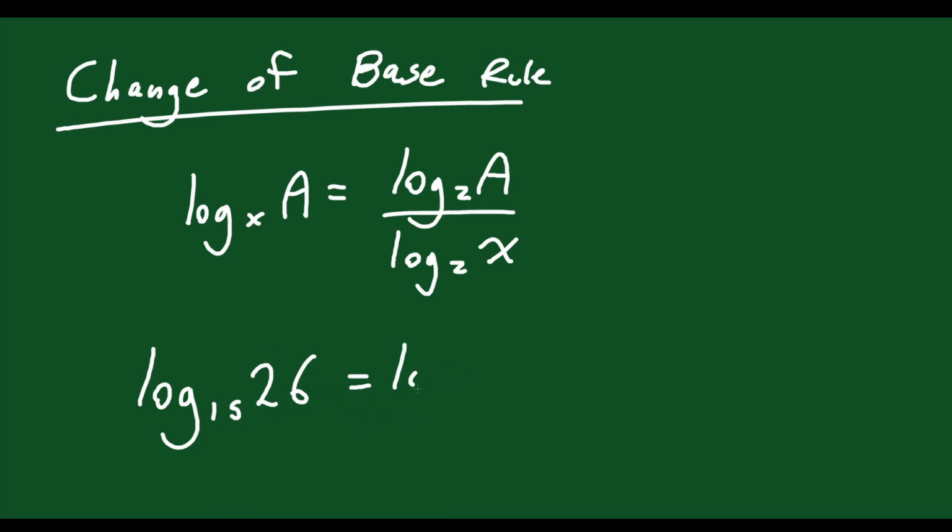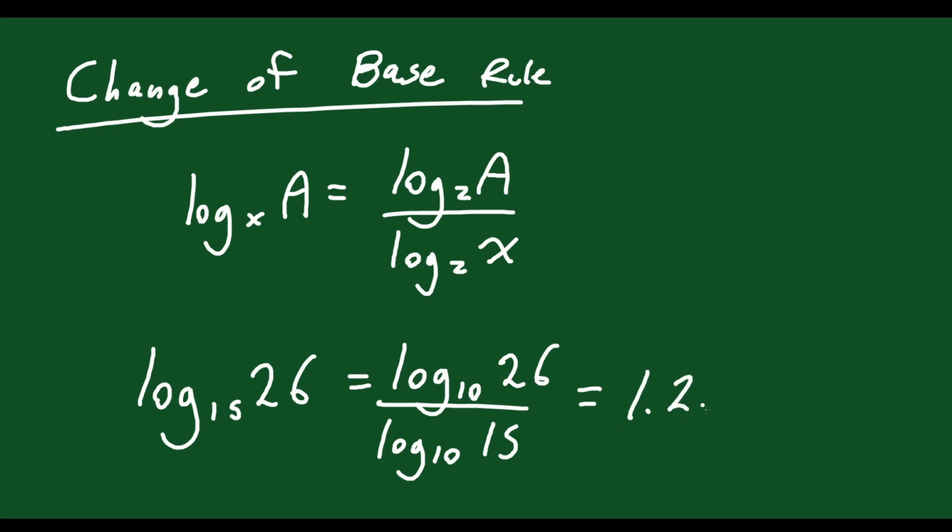We can say this is equal to log base 10 of 26 divided by log base 10 of 15. And these are both things you can calculate on your calculator, right? And you're going to get approximately 1.203 as your answer. So 15 to the exponent 1.203 approximately is equal to 26. Okay, so definitely remember this one.